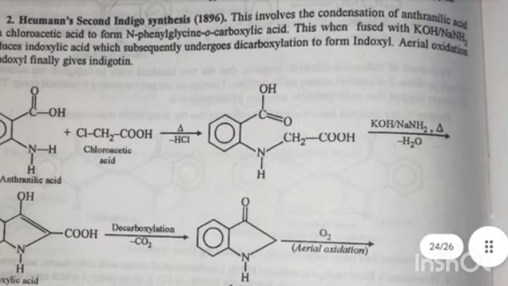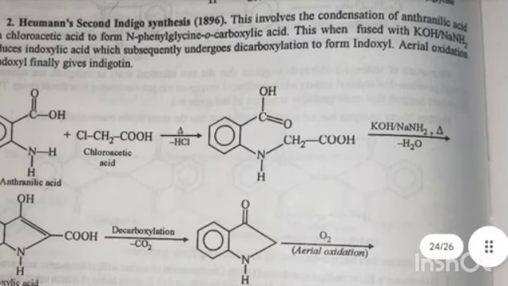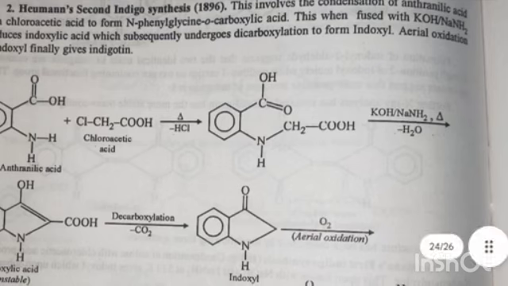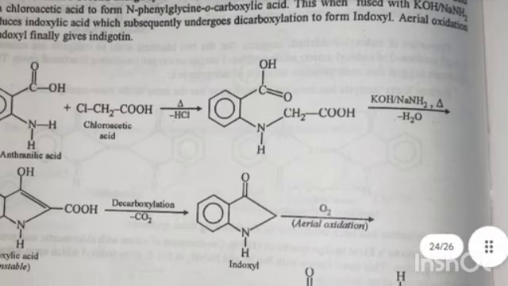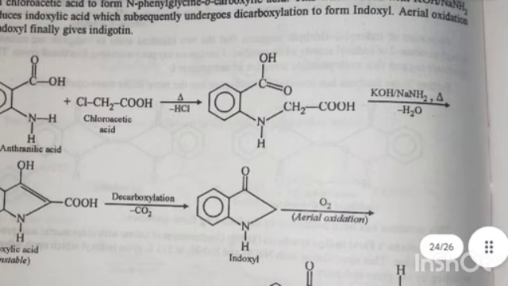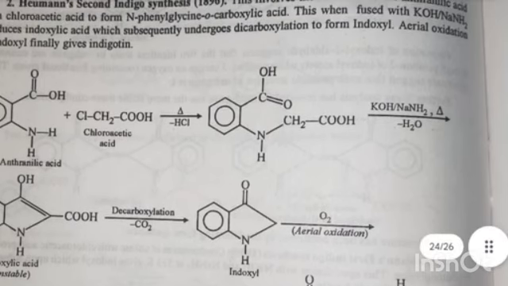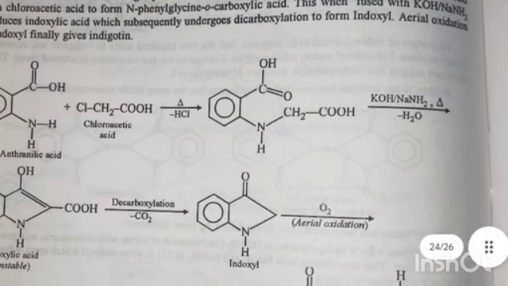Heumann's second indigo synthesis involves the condensation of anthranilic acid with chloroacetic acid to form N-phenylglycine-ortho-carboxylic acid. This, when fused with KOH and NaNH2, produces indoxylic acid, which subsequently undergoes decarboxylation to form indoxyl. Oxidation of indoxyl finally gives indigotin.